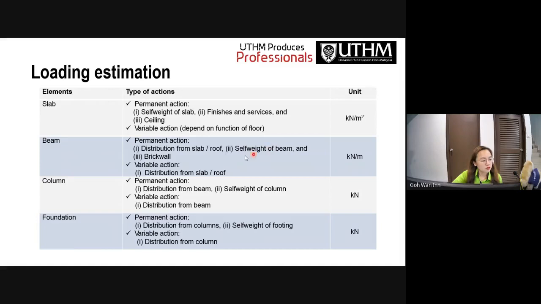Okay, it stopped. Okay, and brick wall. So the beam on top of it, if you have brick wall, you need to calculate. Also, it will calculate according to kilonewton per meter. So we will have an example. Don't worry, you will go through it.